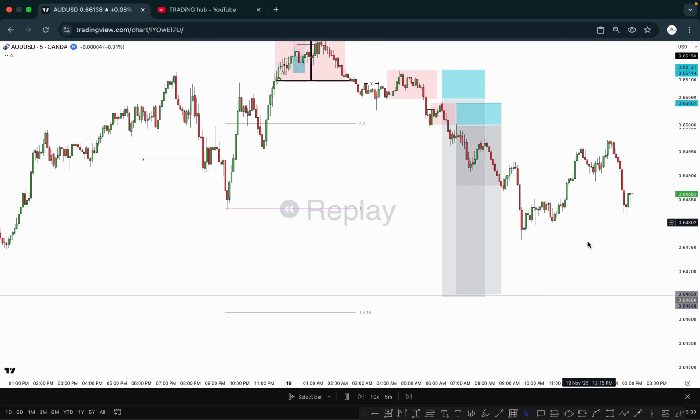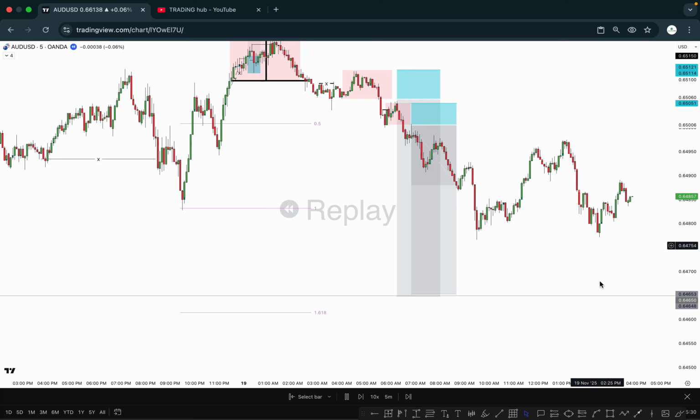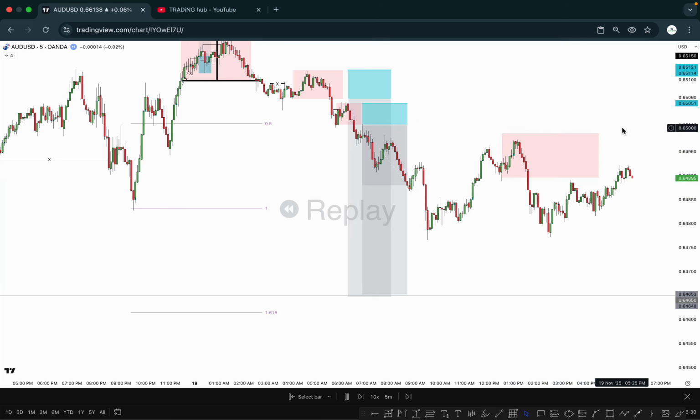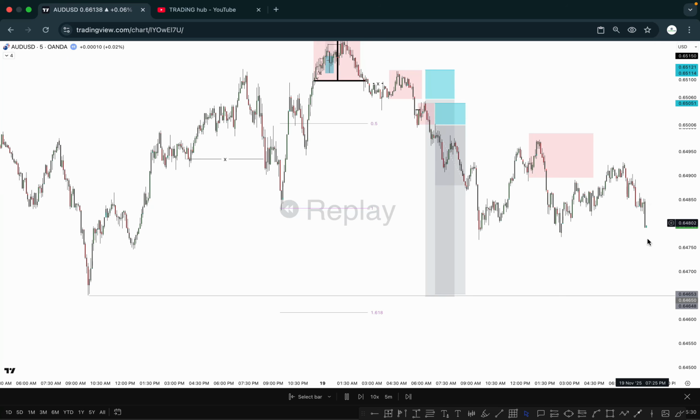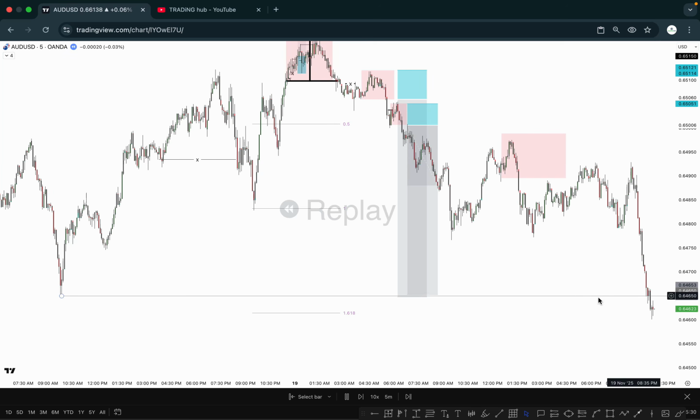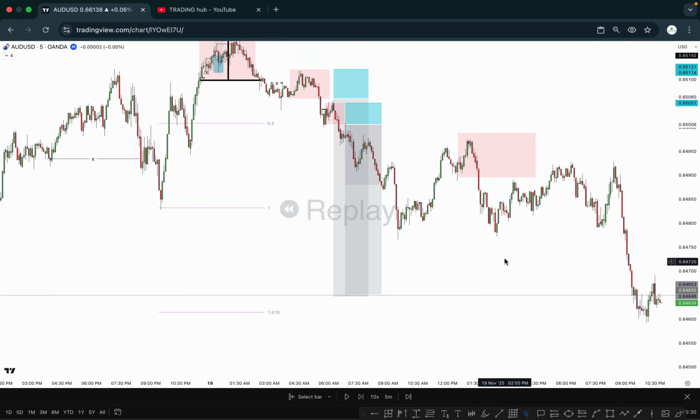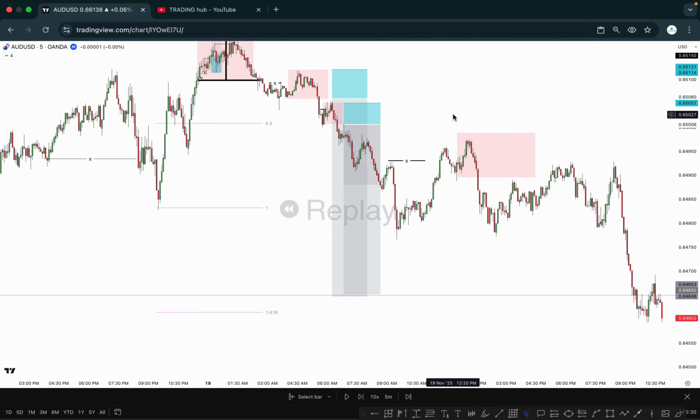Again the market takes out the inducement and pushes downside. This order flow is a mitigation right here, so we can again plan for the sell here, push downside and look for the sell, and finally the market hit our take profit here. So this is exactly what happens from a higher time frame to a lower time frame, and how price is reacting.